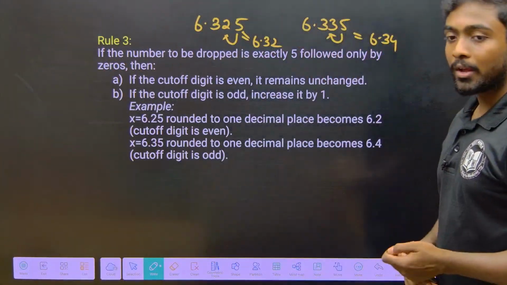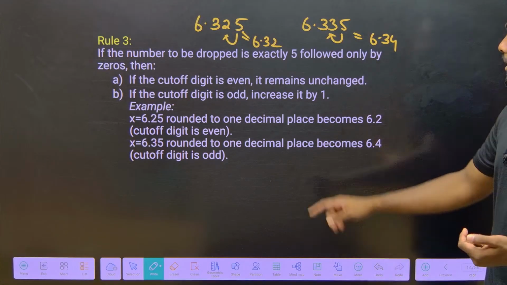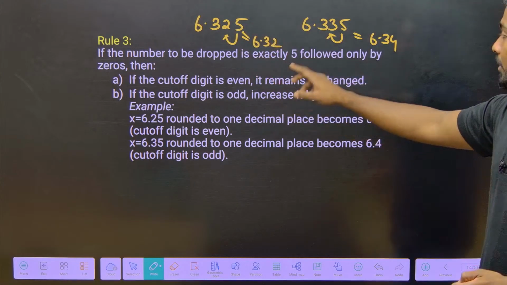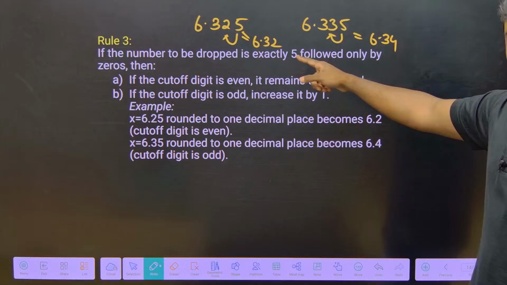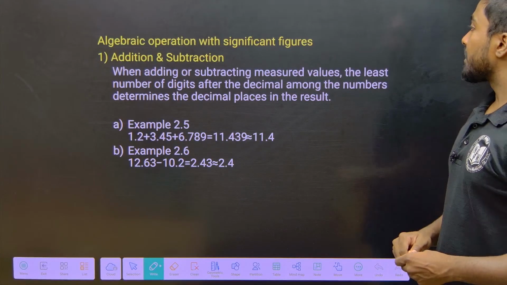Any doubt in rounding off now? So 3 rules: less than 5, greater than 5, equal to 5. For equal to 5, if the previous number is even, leave it as it is. If the previous number is odd, I need to add 1. Now, algebraic operations with significant figures.